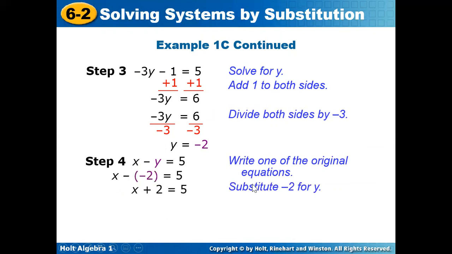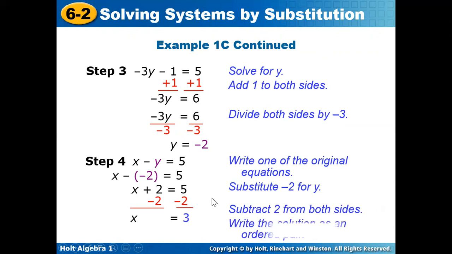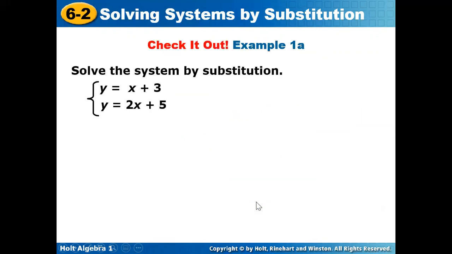x minus -2, as written here, right? Minus a negative is a positive. So x plus 2 is equal to 5. Subtract 2 from both sides, and we get x is equal to 3. So we now know what our y is and what our x is. So our pair is 3, -2. All right, do this one on your own. Pause the video, do this one on your own, and then come back.